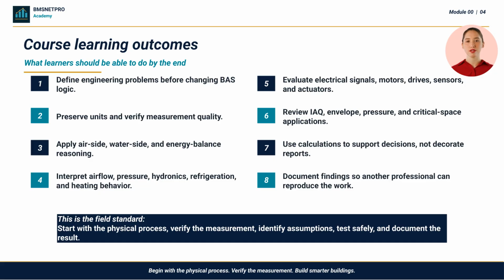The outcomes of this course are practical. Learners should be able to define the engineering problem before touching the software, preserve units and calculations, verify measurement quality, and use energy balance reasoning. They will work through airflow, hydronics, refrigeration, heating, electrical systems, sensors, actuators, IAQ, envelope behavior, and pressure-controlled spaces. Most importantly, they should learn to use calculations and data to support decisions, not to create false certainty. Good engineering documentation allows another professional to reproduce the reasoning.